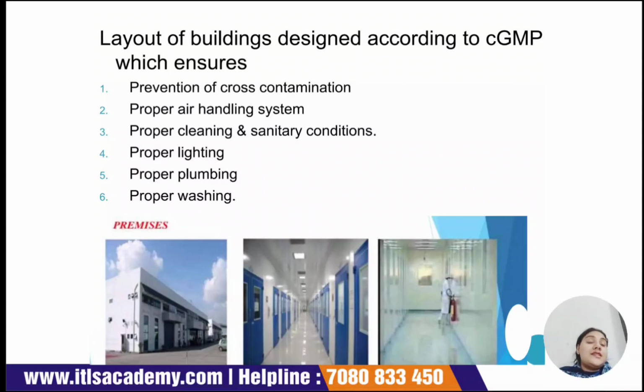This type of dresses are allowed in any pharmaceutical industries. These things should be there in any industry: it prevents cross contamination, it has a proper air handling system, meaning the air ventilation should be proper, and the conditioning, proper cleaning and sanitization should be there. Proper lighting is very important, power backup should be proper, and plumbing is very important so that the water could be easily drained off, and proper washing should be there. So these are certain layouts.